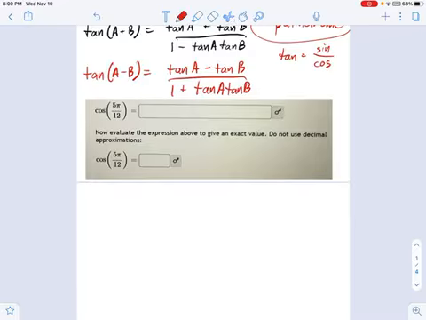Strategy 1: make it not radians. Convert radians to degrees. And frankly, a lot of people just stop there, like, good, we're done. Convert it to degrees and we do it the same as the other problems. That will work just fine. If you want to stay in radians, that's okay too.